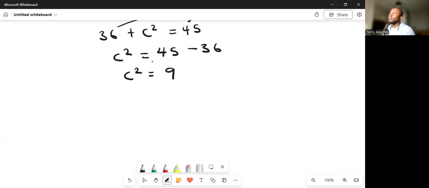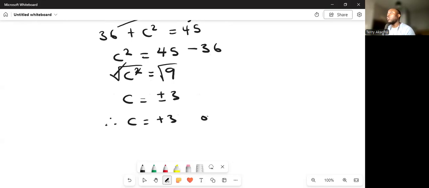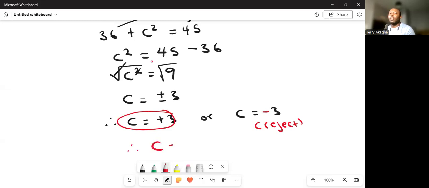Then to get rid of this square, we take the square root of both sides. And the square will cancel this. So C is going to be equal to plus or minus 3. So therefore, C is going to be equal to plus 3, or C is going to be equal to minus 3. And like I said, C is a positive constant. So because of that, we have to reject the minus. We'll reject this one, and we're only going to pick this one. So therefore, C is going to be equal to what? 3 for this. All right, and that's the answer for that.